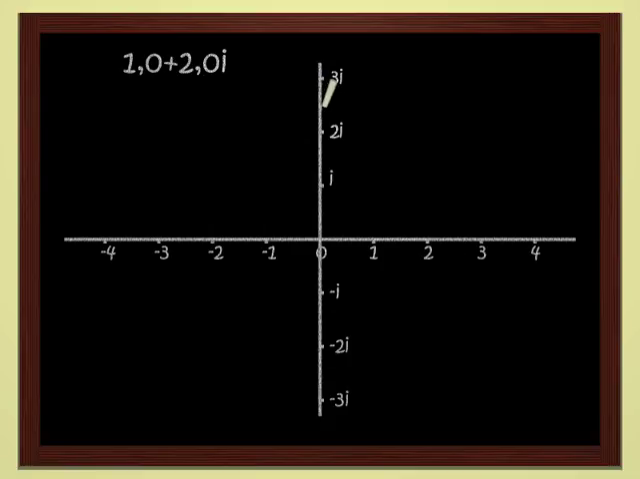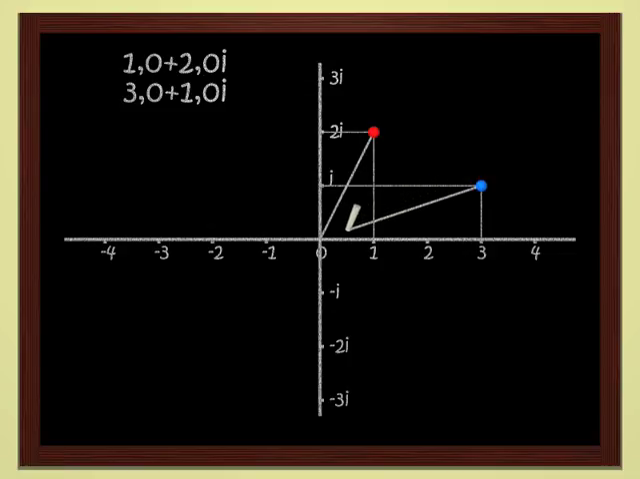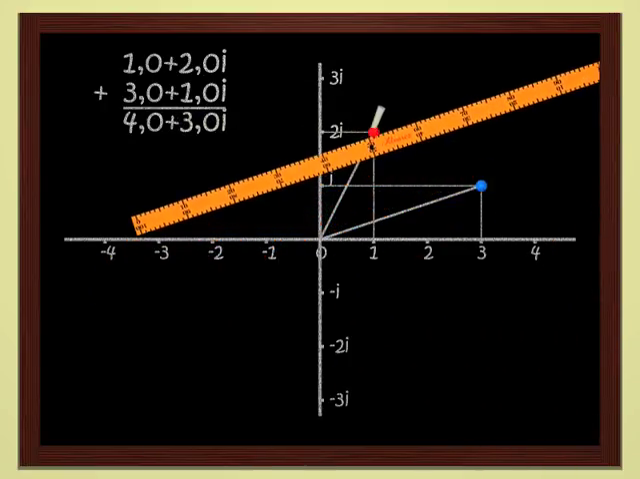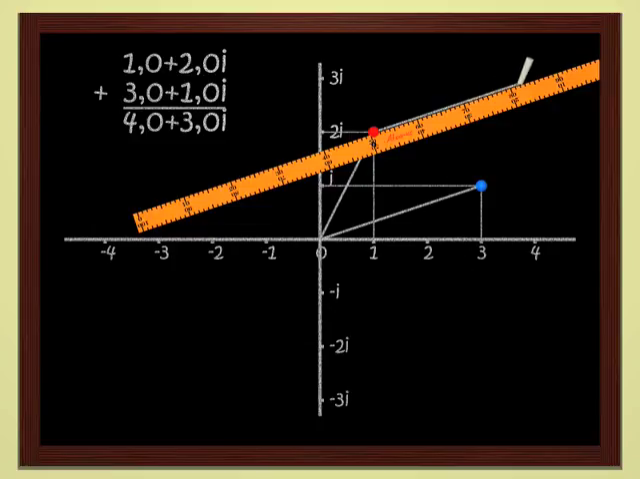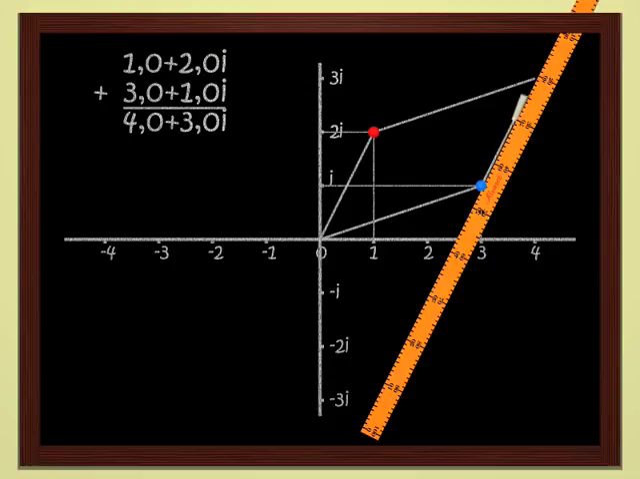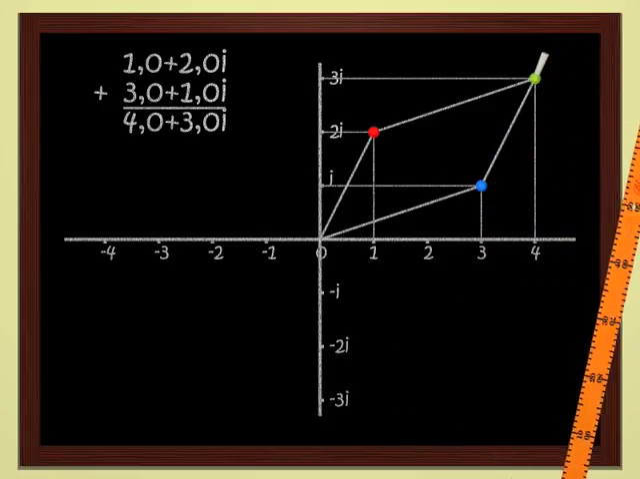These numbers can be added, just like usual numbers. Look at the red point, which is the point 1 plus 2i. Let's add 3 plus i, which is the blue point. Well, you add them just as school children do, giving 4 plus 3i. Geometrically, this is just addition of vectors. You see that it's no problem to add complex numbers.